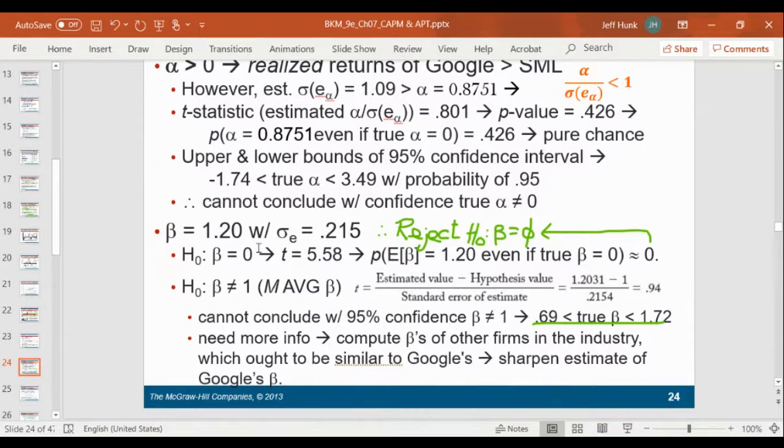So if we use this null hypothesis, that true beta is zero, then the extremely high t value and low probability allow us to reject the null hypothesis, and we can accept that this is a statistically significant and robust estimate, right? It's not frivolous. And if you use beta is not equal to one as the null hypothesis, we cannot conclude with 95% confidence that beta is not equal to one. So beta may be one.